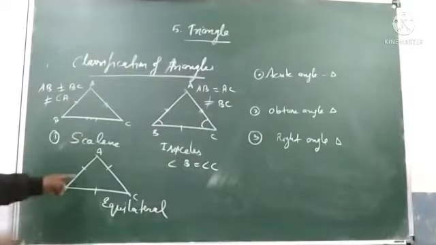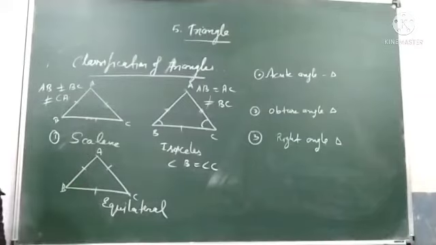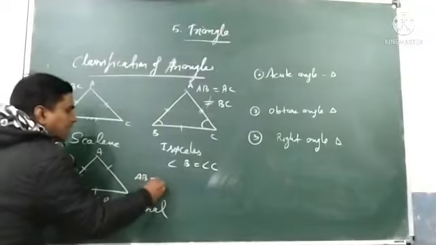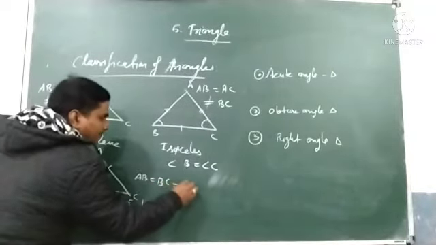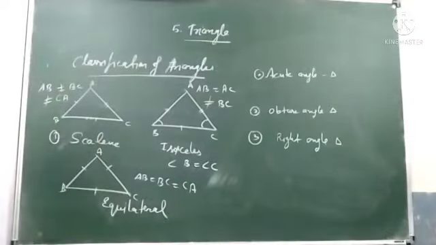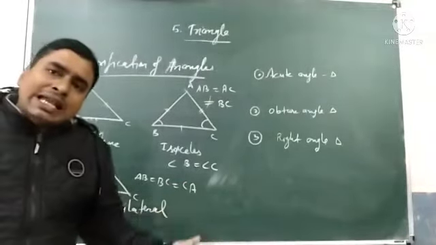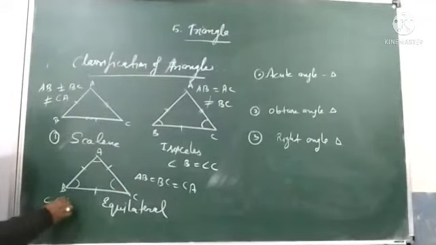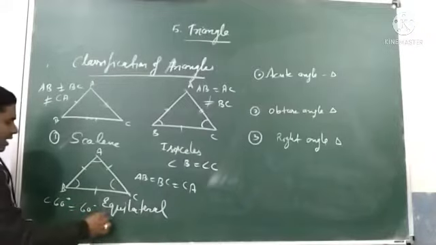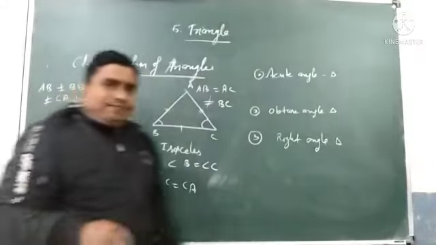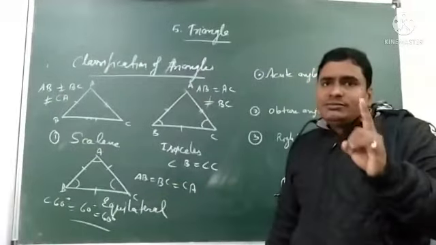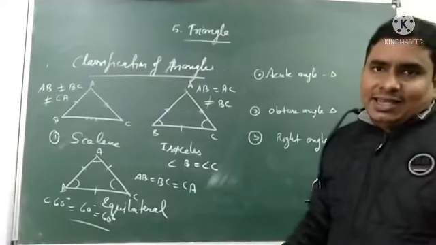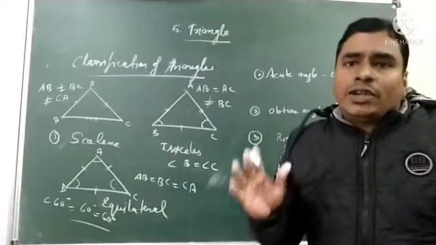Okay, students. Now third one. If all sides are equal, then it is called an equilateral triangle. Means here AB is equal to BC is equal to CA. So if all sides are equal, then all interior angles are also equal. So what is the possibility for all interior angles? 60 degrees, 60 degrees, 60 degrees. Why? Because the sum of all angles in a triangle is 180 degrees. So in the case of an equilateral triangle, the possibility is 60, 60, 60.